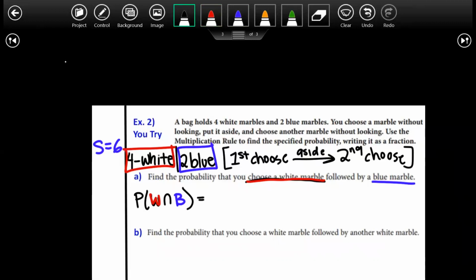Looking at our event, because we're choosing a white marble first, what is the probability of getting a white marble? 4 of the 6 chances. There's 4 of 6 total chances to get a white marble. Now, if I take that marble, how much am I taking out of my sample size? 1, so how much are we left with? We're left with 5 of them. So you always just want to take 1 away from it.